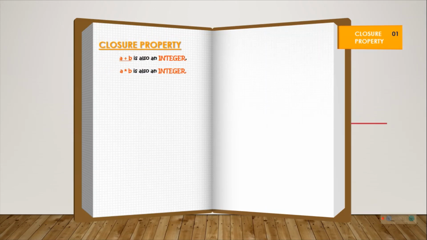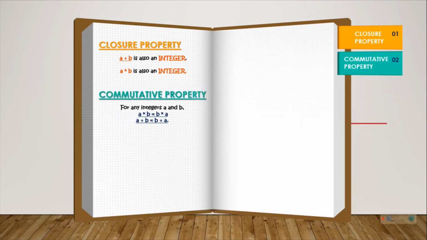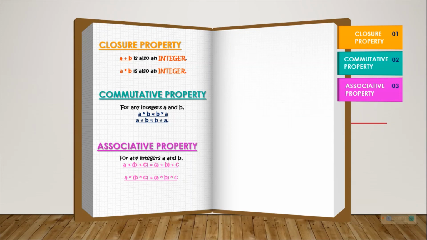Okay, so we will recall closure property. If A plus B is also an integer, then A times B is also an integer. Number 2, commutative property. A times B is equal to B times A. Then A plus B is equal to B plus A. And then number 3, associative property. A plus quantity B plus C is equal to quantity A plus B plus C. A times quantity B times C is equal to quantity A times B times C.